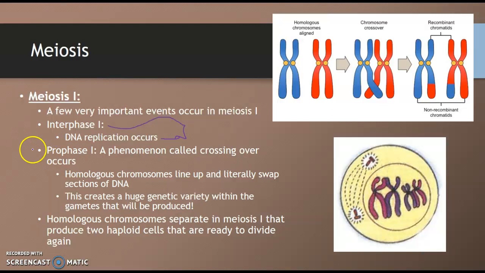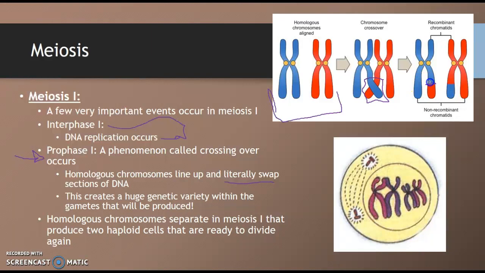Okay, and then in prophase 1, we have something really important happen called crossing over. Crossing over is where homologous chromosomes can actually swap sections of DNA. So if you look here, here's a homologous chromosome, and it's going to line up next to each other in the cell, and two of the chromatids actually share genetic information.